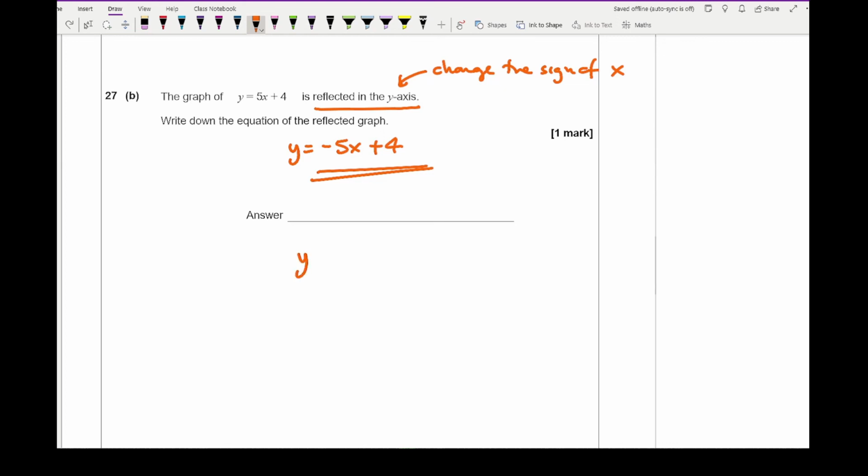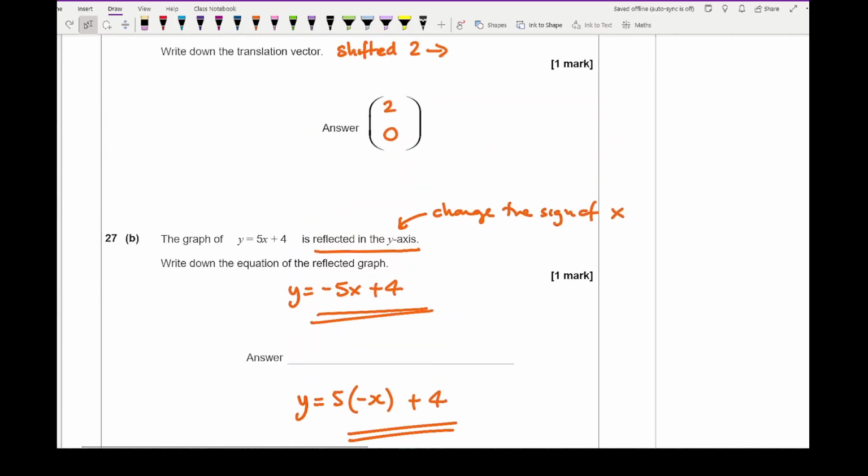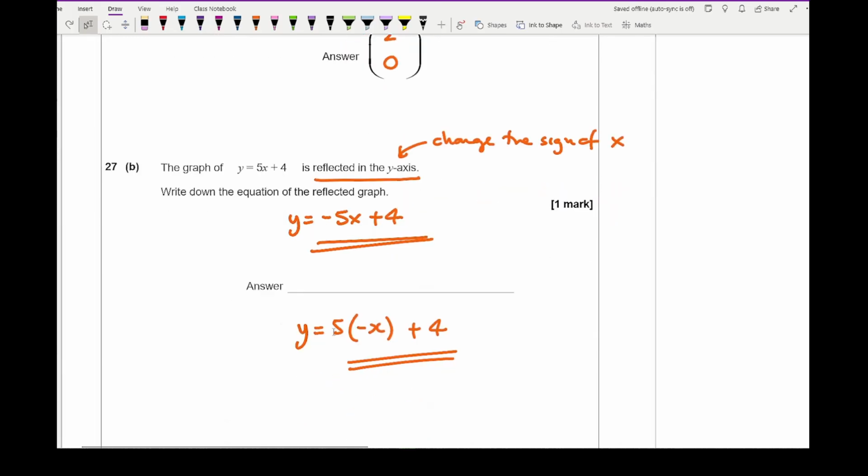Or you could write the answer as y equals 5 times (minus x) plus 4, in which we get the exact same answer, and for one single mark they will accept it. And to have a 1 mark answer on a 2 mark question at the end of your GCSE maths, I think is quite generous and also very rare. And there we go.